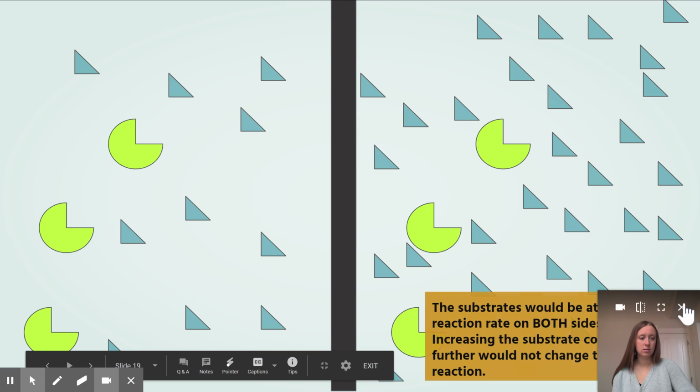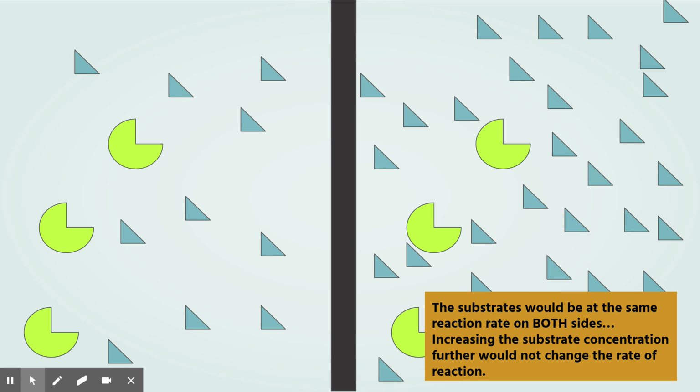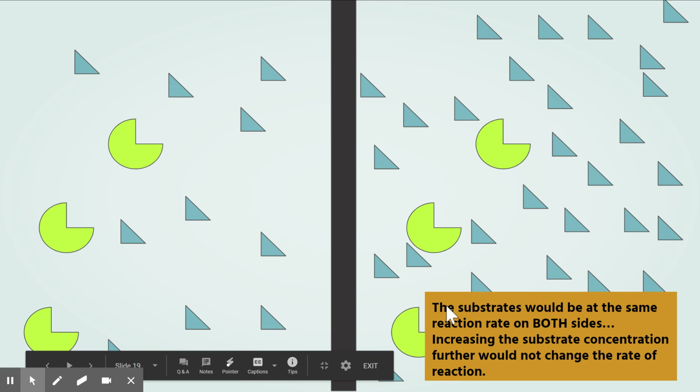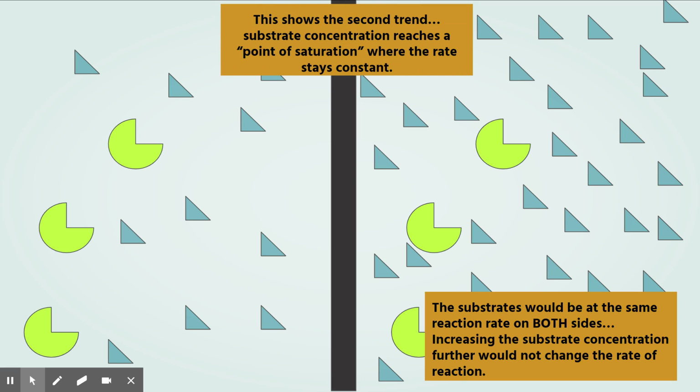The answer is that the enzymes would be at the same reaction rate on both sides. Sorry, that's one typo on my slides today. The enzymes would have the same reaction rate on both sides. No matter how much I increase the substrate concentration on the right, it would not change the speed of the reaction. Since the enzyme concentration is equal on both sides, the reaction could not speed up any faster. So this shows the second trend. The substrate concentration reaches a point of saturation where the rate stays constant.